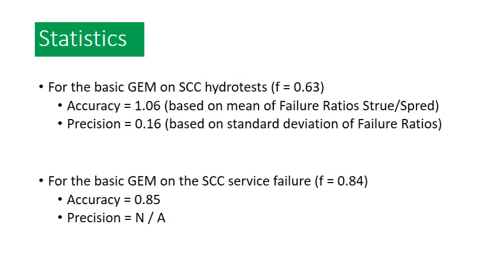For my one and only SCC service failure, I use F equals 0.84, and the accuracy there of 0.85 demonstrates that that particular data point is non-conservative. Now, at this point, I've only got a few data points, so I can't tell whether the model itself is non-conservative or if that just happens to be a natural outlier. If I had more data, I'd be able to figure that out.